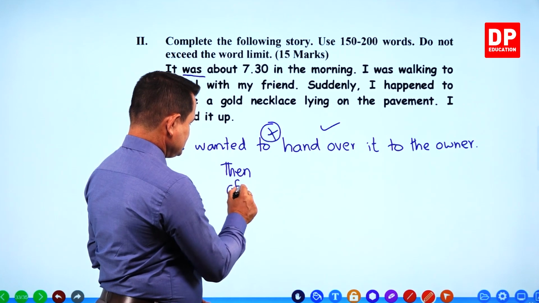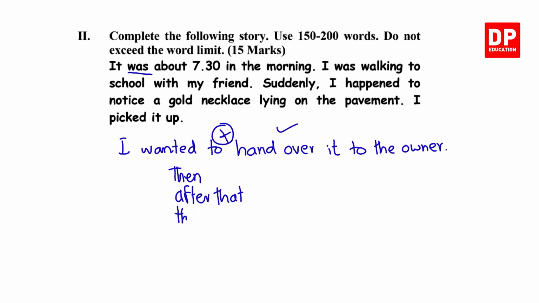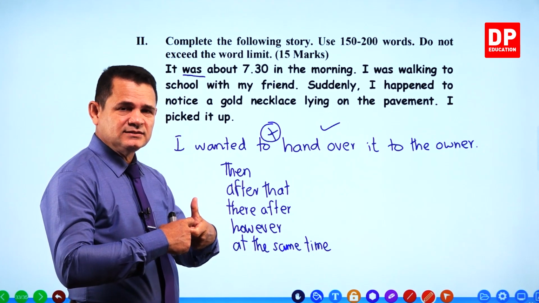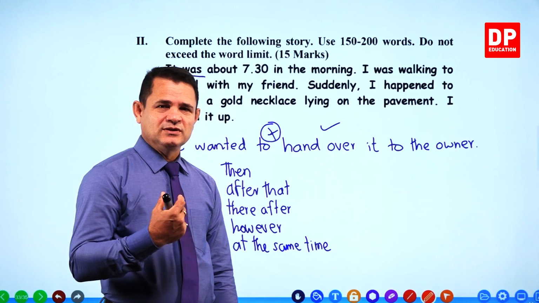Then, after that, thereafter, however. However, my mother didn't want me to keep it. However, at the same time, and so, likewise. Using words like these, you must create a flow and connection between your ideas. Otherwise, if you write isolated sentences, it is not a good story.